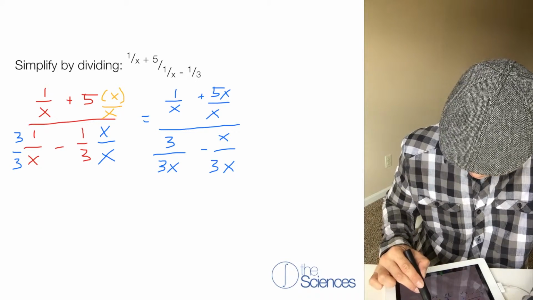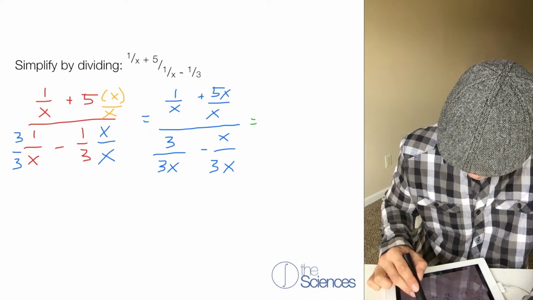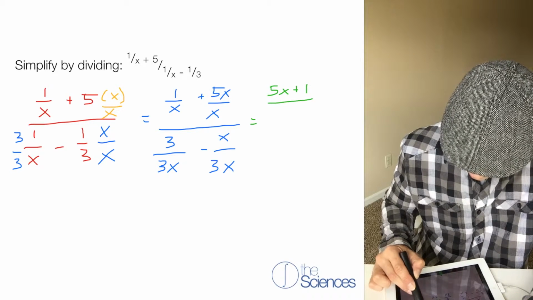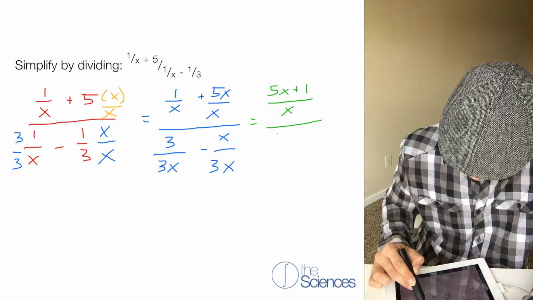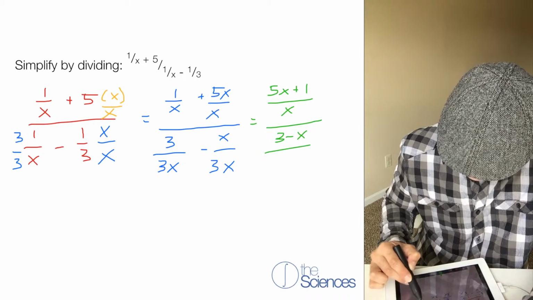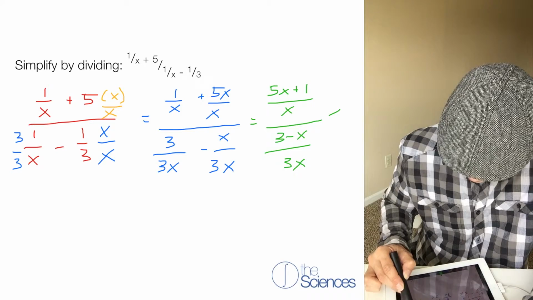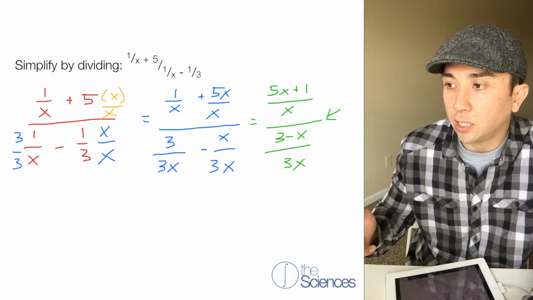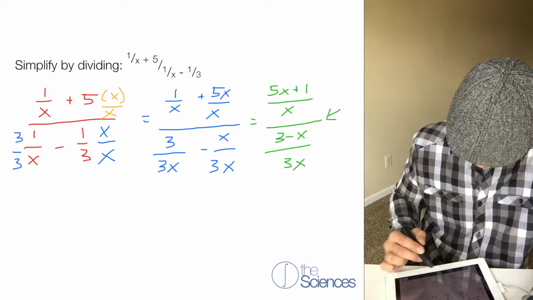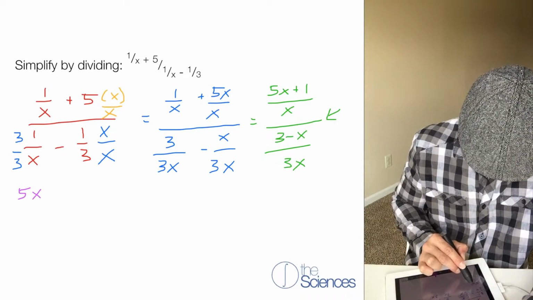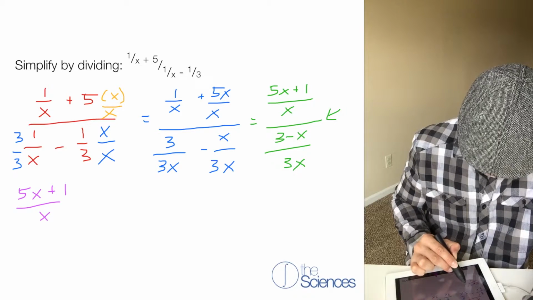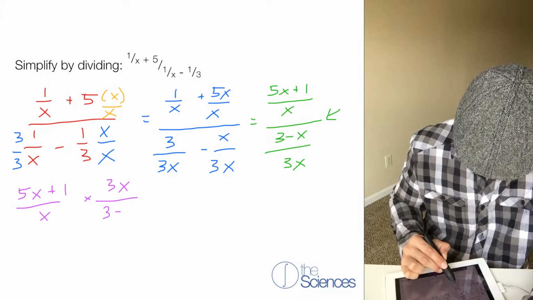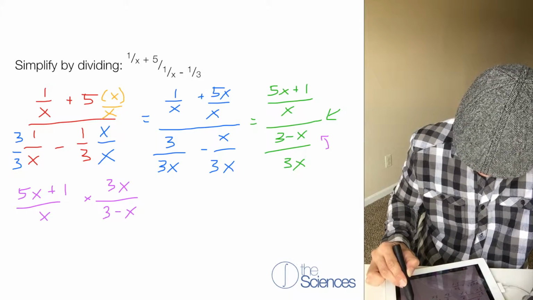Now we can combine the numerators, so we get 5x plus 1 over x divided by 3 minus x over 3x. Now this means division, so we're going to take the reciprocal and then multiply. So now we get 5x plus 1 over x times 3x over 3 minus x. We just took the reciprocal of this.